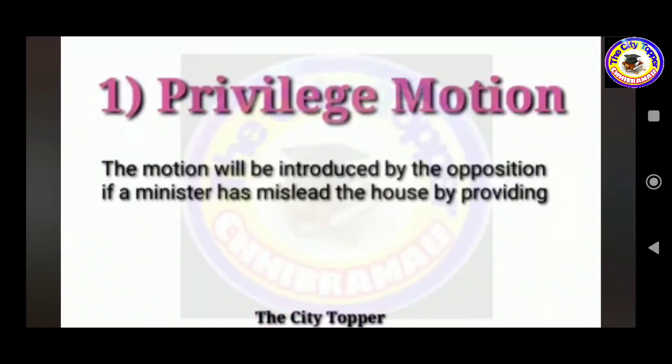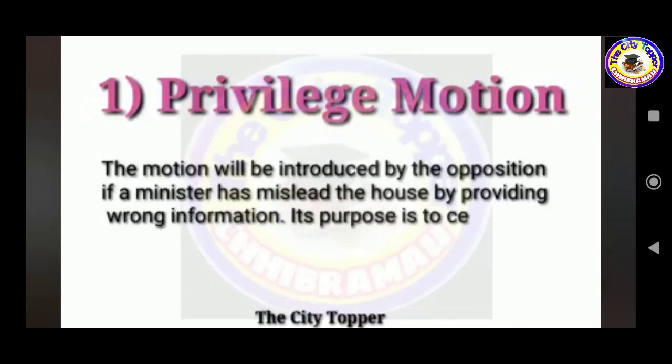So what is the motion of privilege? The motion will be introduced by the opposition if a minister has misled the House by providing wrong information. Its purpose is to censure the concerned minister.